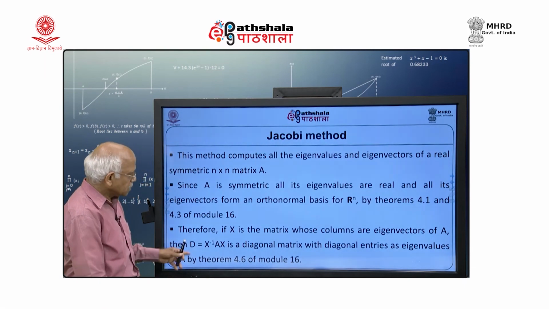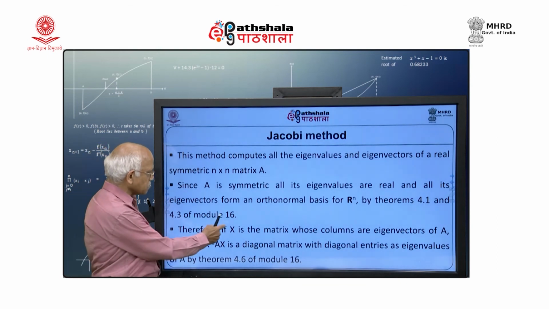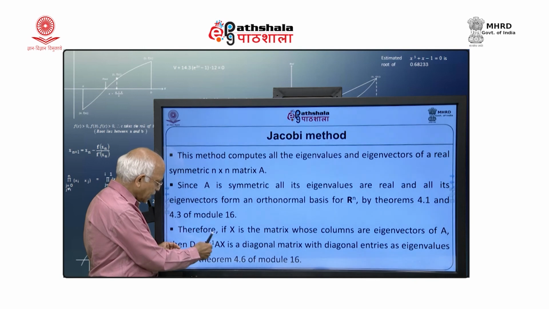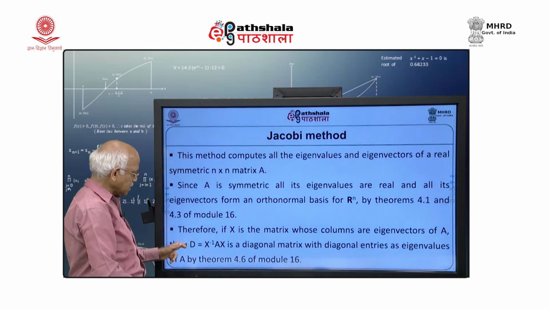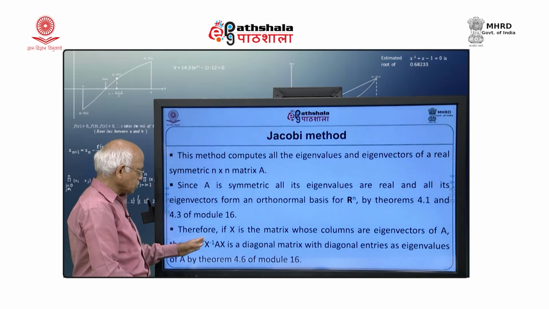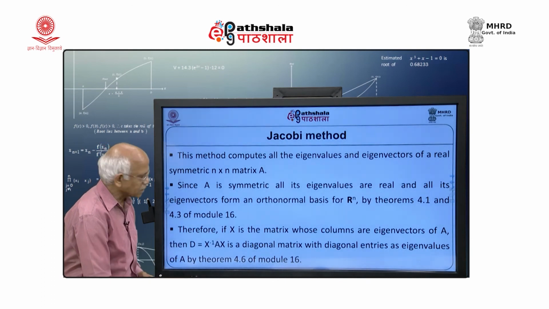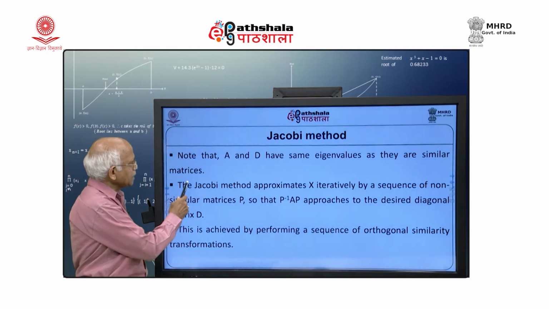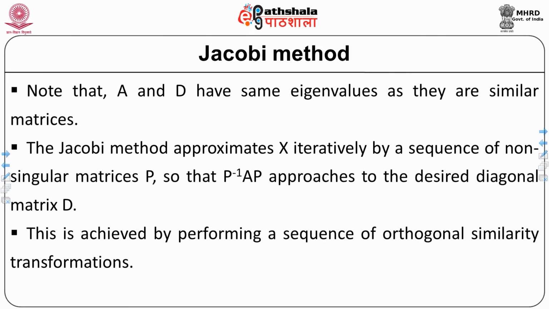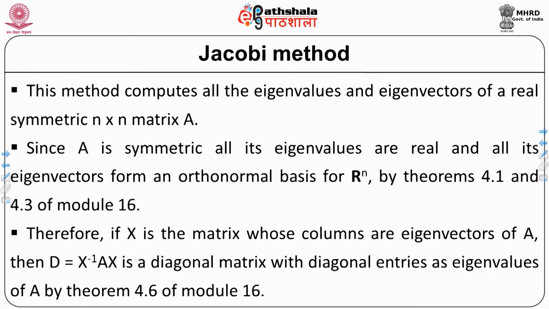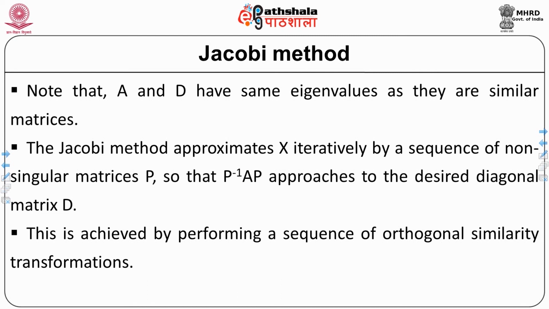So, the way to find this is that you start with some matrix A and try to work out X inverse A X iteratively, so that you get a diagonal matrix, and whatever you get on the other side will be X, the matrix of eigenvectors. Note that A and D have the same eigenvalues as they are similar matrices. For a diagonal matrix the eigenvalues are just the diagonal entries, and therefore all the entries in D give me the eigenvalues of A.